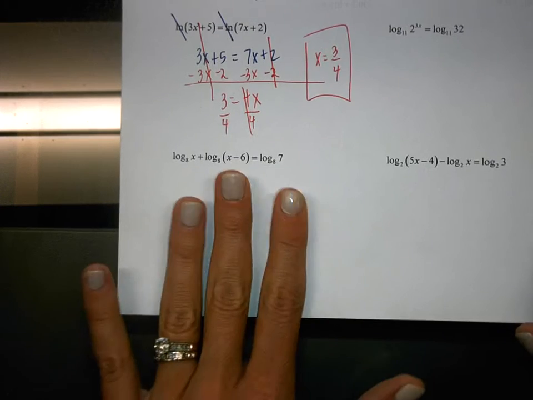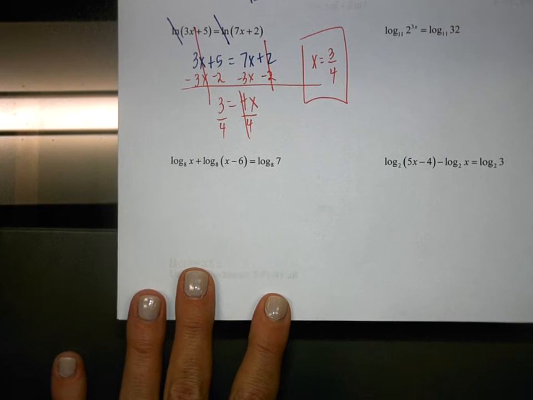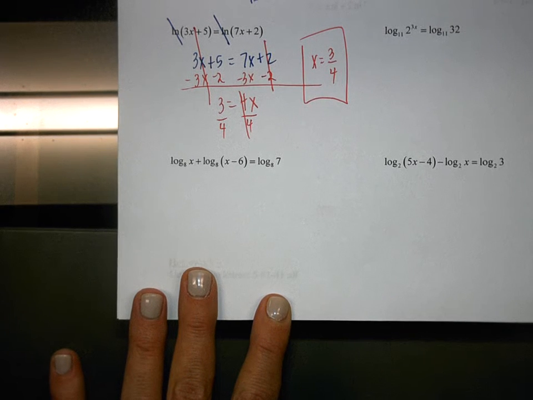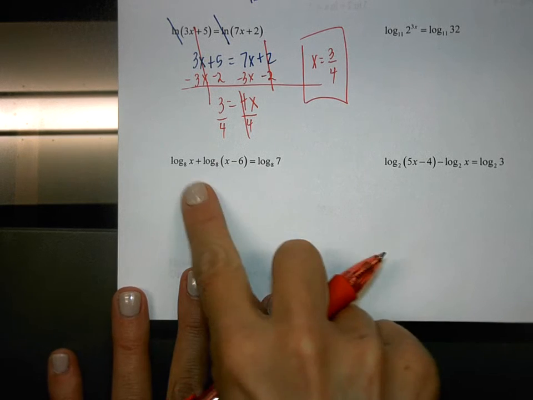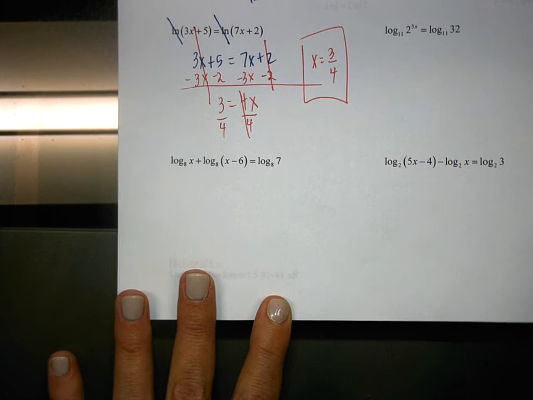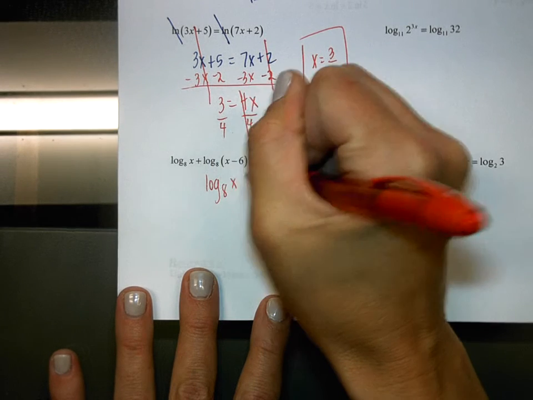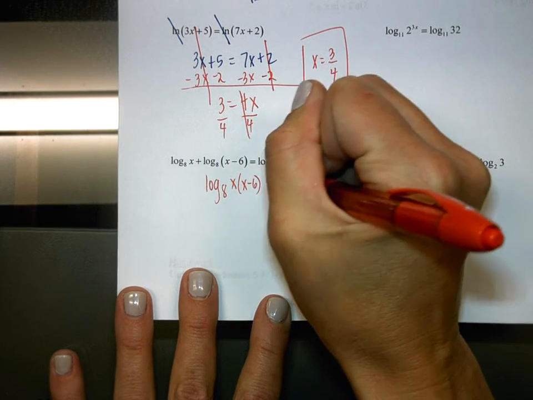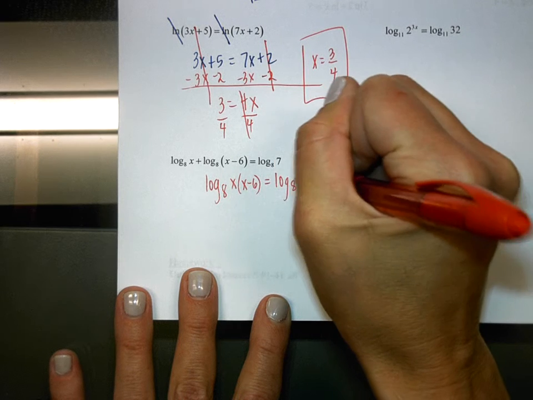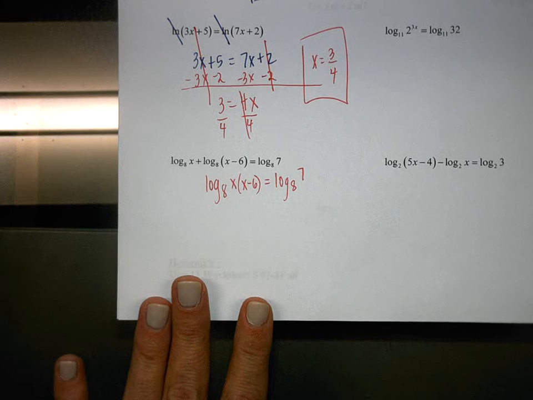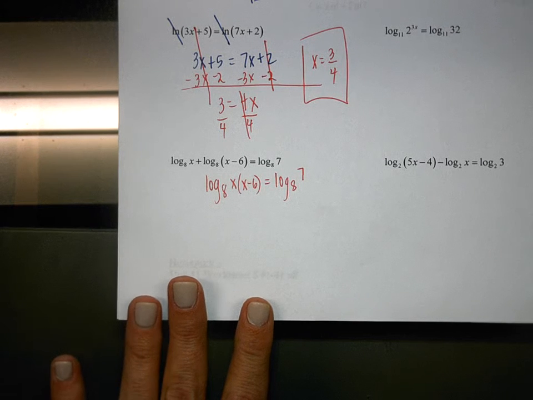Here, do we have a single log on both sides? No. So what do we need to do? We just did it in the last lesson. We need to condense. When you're adding, how do you condense? It changes to multiplication. So I end up with log base 8 of x times x minus 6 equals log base 8 of 7. Is everybody okay with that step? Okay, now I can eliminate the logs.